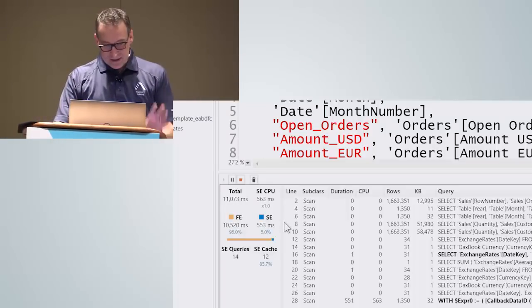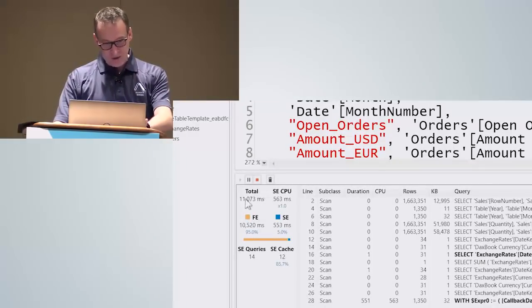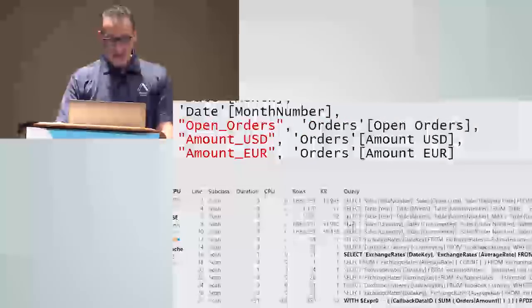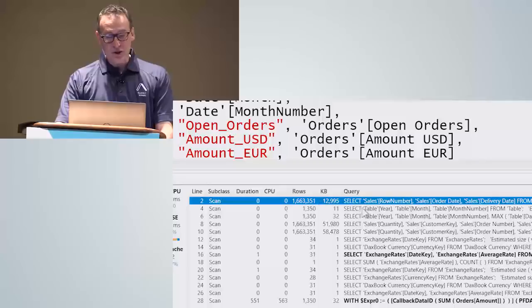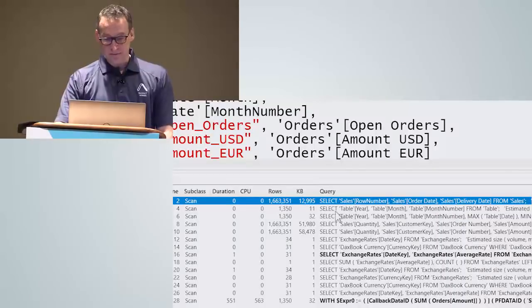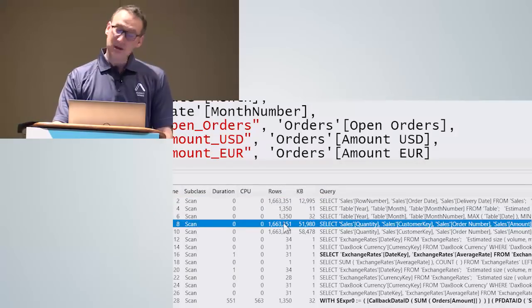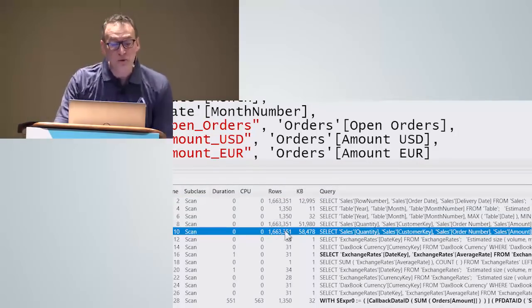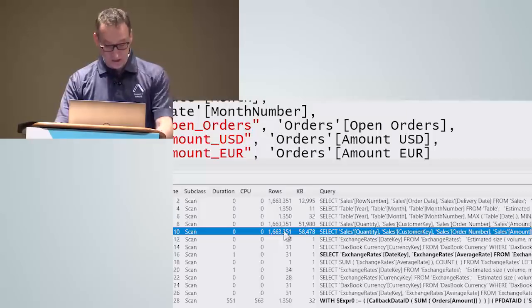But for now, let's focus only on the total execution time. The second important part is that it shows you all the queries executed by the engine in order to answer your query. So it ran one query that retrieved 1.6 million rows, another query that retrieved 1.6 million rows, and a third query that retrieved 1.6 million rows.